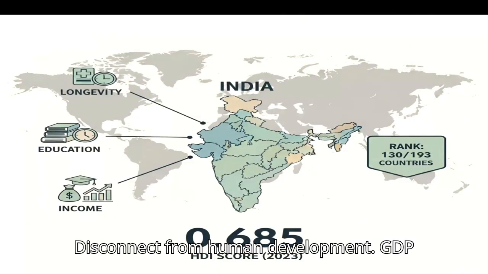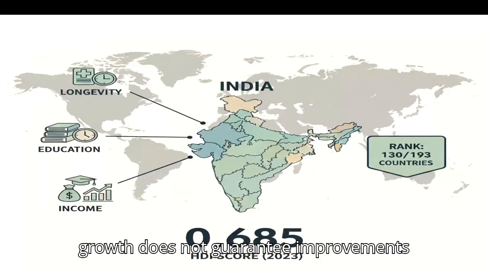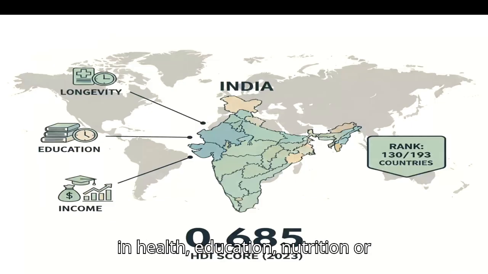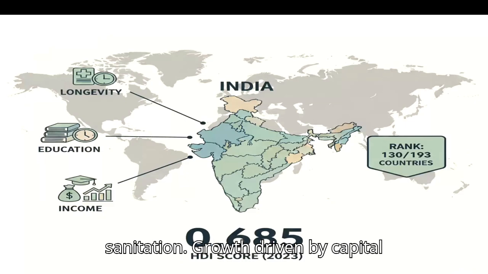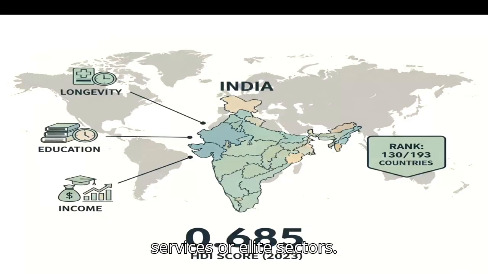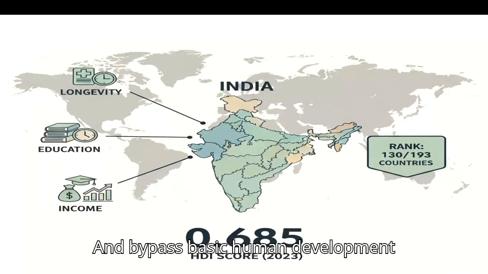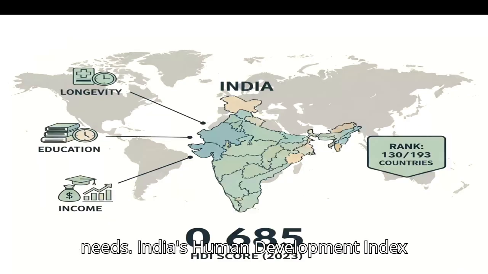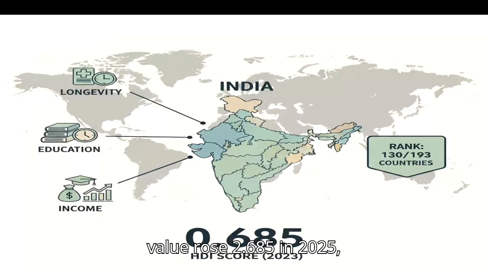Second, disconnect from human development. GDP growth does not guarantee improvements in health, education, nutrition, or sanitation. Growth driven by capital-intensive industries, urban-centric services, or elite sectors may bypass basic human development needs. India's Human Development Index value rose to 0.685 in 2025, placing it 130th rank out of 193 countries.